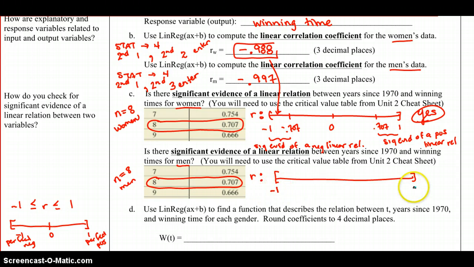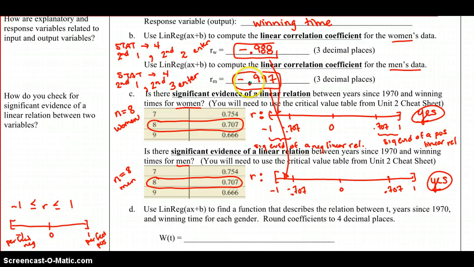So again, R is always a number between -1 and 1. And again, this gives us how far away from 0 that number needs to be considered close enough to 1 for a positive relation or close enough to -1 for a negative relation. And again, the value we got for the male data also falls in this interval between -1 and -0.707. So there is significant evidence.